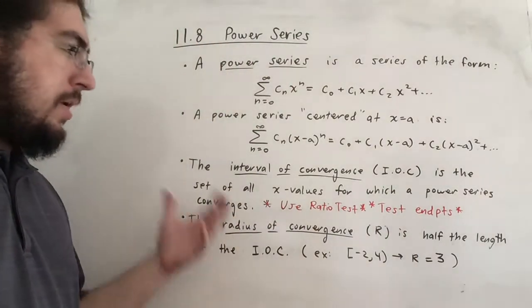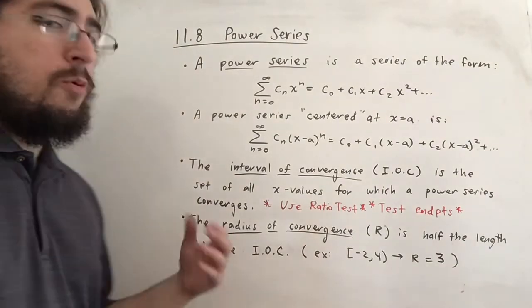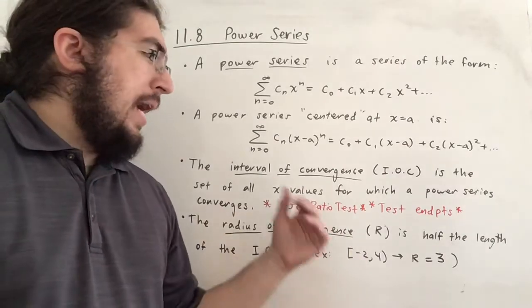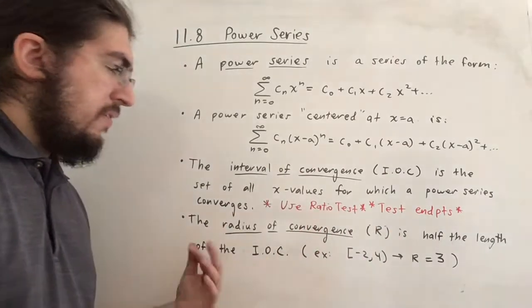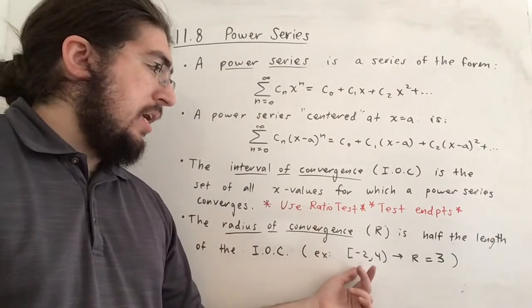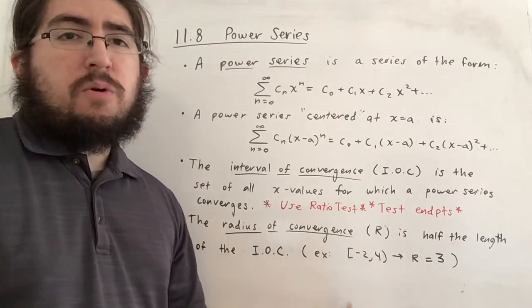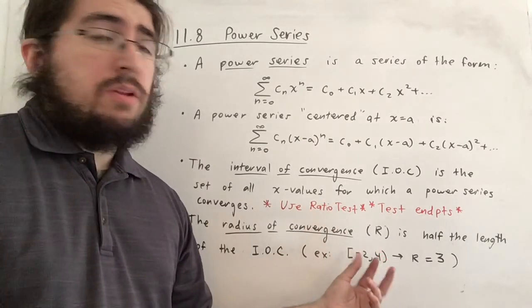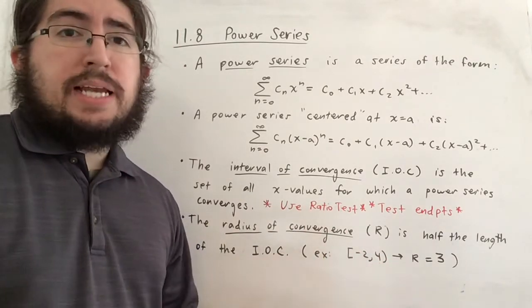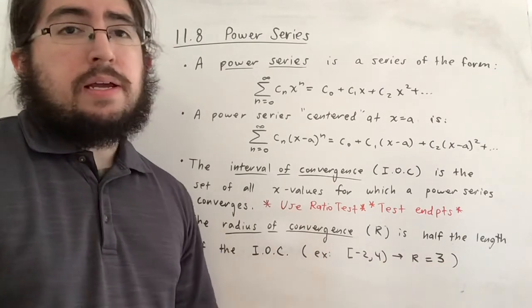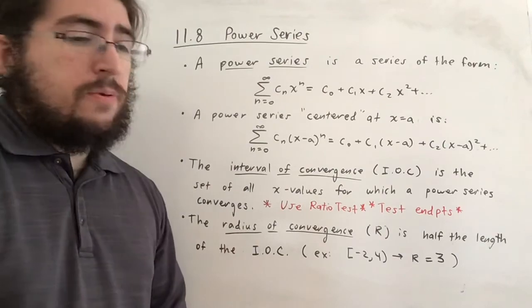Beyond the interval of convergence, there's something called the radius of convergence, which is denoted capital R. It's basically half the length of the interval of convergence. For example, if the interval of convergence is negative 2 to 4, then the length of this interval is 4 minus negative 2, which is 6, and half of that distance is 3. So the radius of convergence here would be 3.